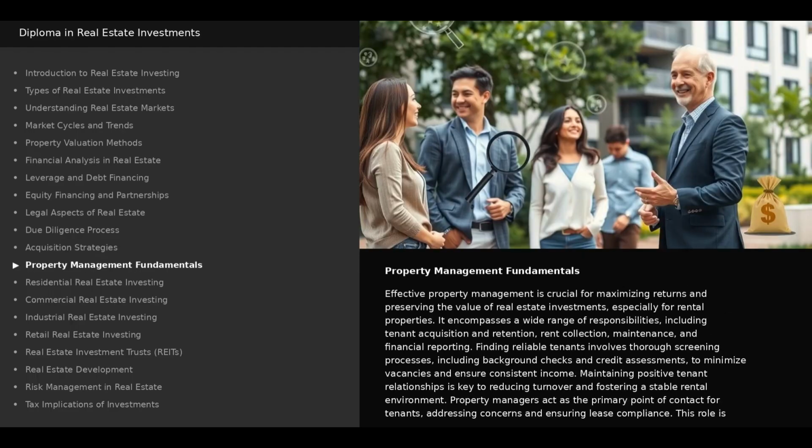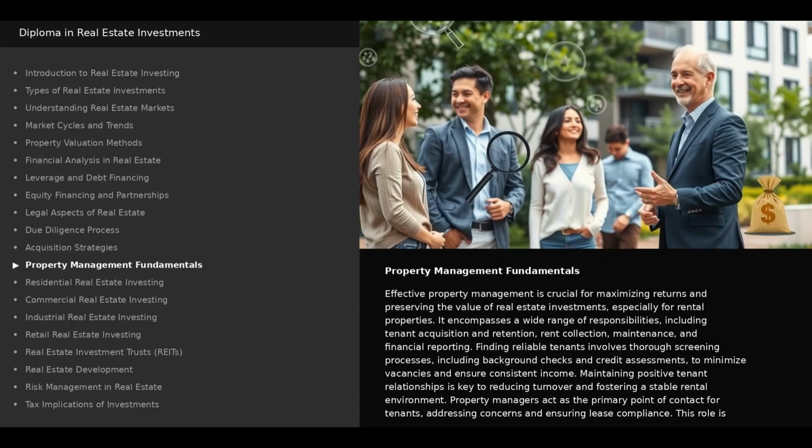Property management fundamentals. Effective property management is crucial for maximizing returns and preserving the value of real estate investments, especially for rental properties. It encompasses a wide range of responsibilities, including tenant acquisition and retention, rent collection, maintenance, and financial reporting. Finding reliable tenants involves thorough screening processes, including background checks and credit assessments.